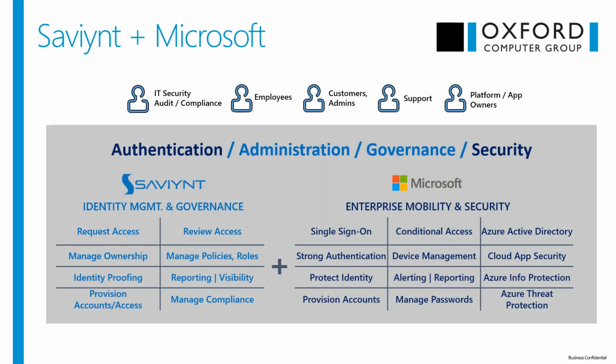So the Saviynt platform, which is really what we're here to talk about through Saviynt Express, aligns with the Microsoft identity platform. Microsoft is targeting really the authentication and security side of the house, and Saviynt complements this with the administration and governance. We can even have Saviynt enrich some of those components that Microsoft has, like conditional access, and I'll look at that later on in the slides.